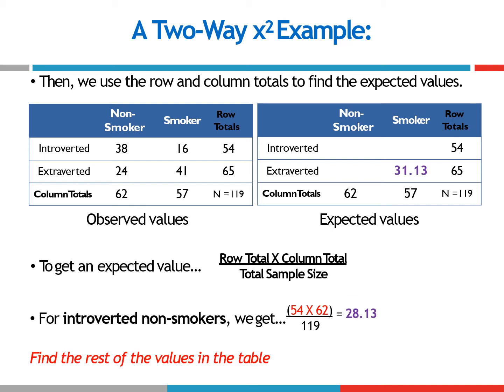Okay, similarly for introverted non-smokers, my row total for introverts is 54, and I would multiply that by my column total for non-smokers, which is 62. Divide that by my total sample size, which is again 119, and I would get a value of 28.13. So go ahead and calculate on your own all of the rest of the values in the table. We have 2 more values to calculate.